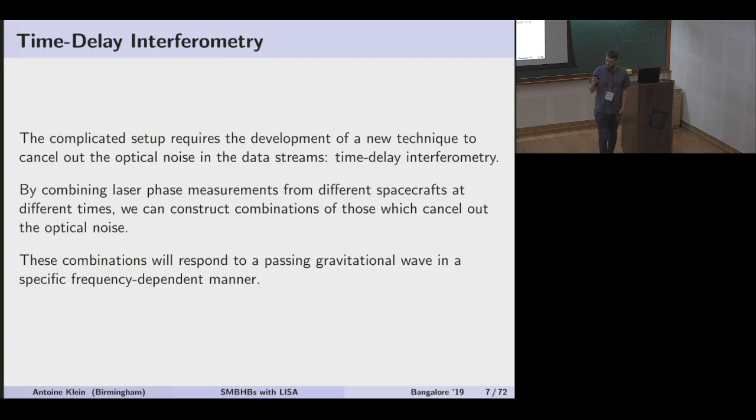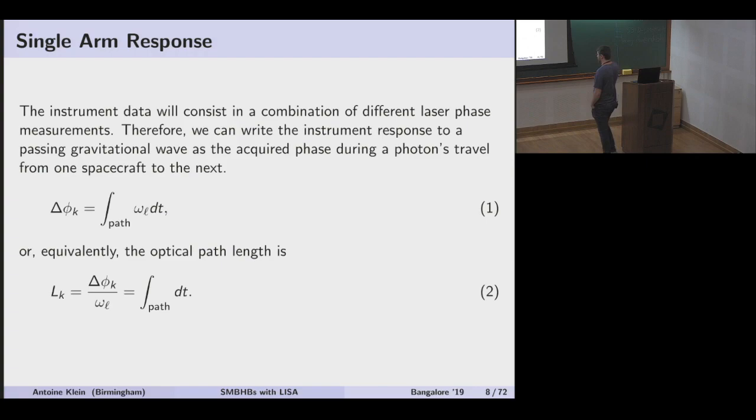So in order to get the response, let's look at how the phase of a laser signal is modified by a gravitational wave that passes through its path. What we measure is, as I said, really laser phases. So the phase acquired along the path is simply given by this relation. It's the integral of the frequency along the path. Equivalently, you can divide by your frequency and talk about an optical path length, just given by the integral dt along your path.